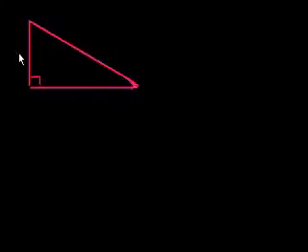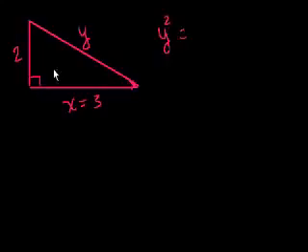And they say this side is 2, this side is y, this side is x, and this, of course, is the hypotenuse. And they say in the right triangle above, if x is equal to 3, so they tell us x is equal to 3, what is the value of y? Well, this is just straight up Pythagorean theorem, right? This is the hypotenuse. Y is the hypotenuse. So y squared is going to equal this side, 2 squared, plus this side, 3 squared.